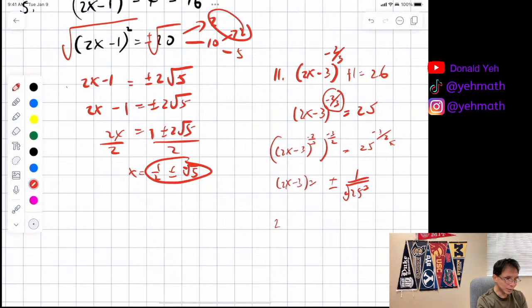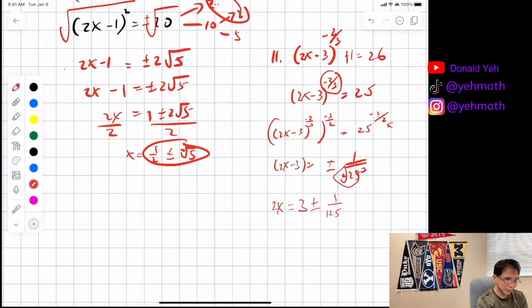Now this question, if you didn't do plus minus, I understand because it's kind of hard to think about those things. I'll give you majority credit, but 3 plus minus, this one's going to be 125, because you square root 25 is 5. 5 to the third is 125. And then you divide by 2 on both sides. So it'll be 3 over 2 plus minus 1 over 250, I think.